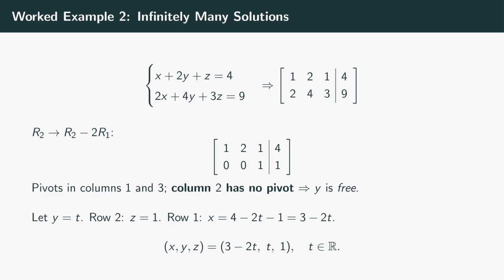We set it to a parameter t. Now read the rows. The second row says z equals 1. The first row says x plus 2y plus z equals 4. Substituting z equals 1 and y equals t gives x equals 4 minus 2t minus 1, which is 3 minus 2t. So the complete solution is the triple (3 minus 2t, t, 1), as t ranges over all real numbers. That is a line of solutions in space. 1 free parameter, 1 dimension, infinitely many points.